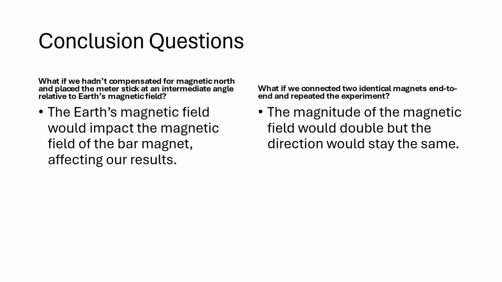Then our conclusion questions: what if we hadn't compensated for magnetic north and placed the meter stick at an intermediate angle relative to the Earth's magnetic field? Then the Earth's magnetic field would impact the magnetic field of the bar, affecting our results. And if we connected two identical magnets end-to-end and repeated the experiment, then the magnitude of the magnetic field would double, but the direction would stay the same.